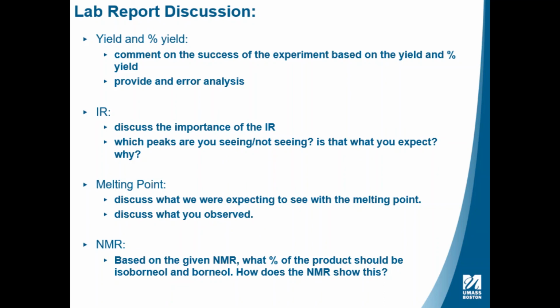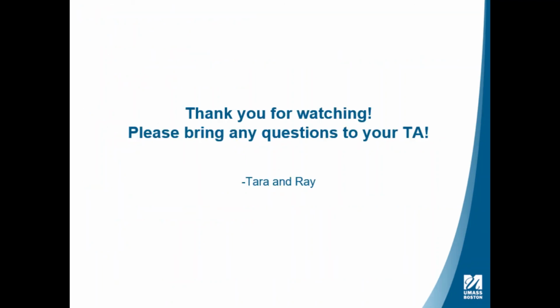For the melting point, discuss what we are expecting to see with the melting point. Discuss what you observed. Compare it to the literature values. For the NMR, based on the given NMR, what percent of the product should be isoborneol and borneol? How does the NMR show this?